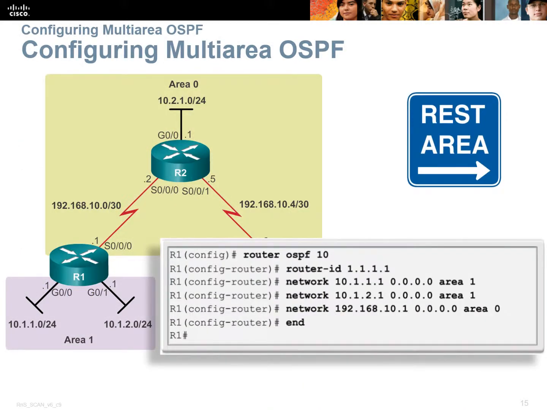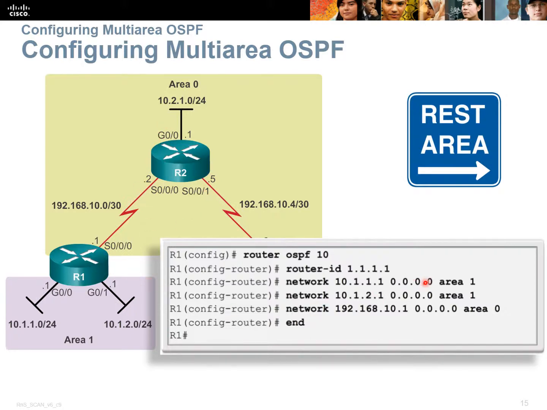So here's a good example. Configuring multi-area. We've got exactly the same as what we were doing before. We've got our routing process. We set up a router ID manually, didn't have to, but we did it anyway because we wanted to. And we've got 10.1.1.1, all zeros is area 1, 10.1.2.1, all zeros area 1, and 192.168.10.1, all area 0. So this router here has got these two networks in area 1, and this is all of area 0.